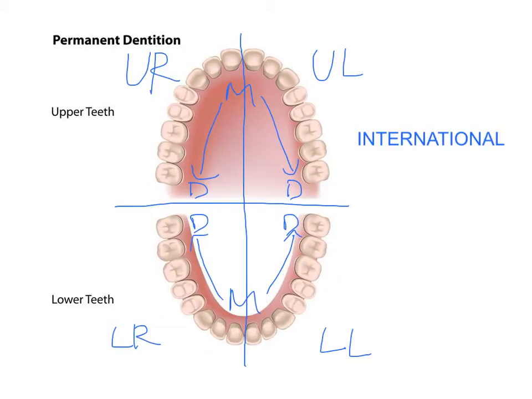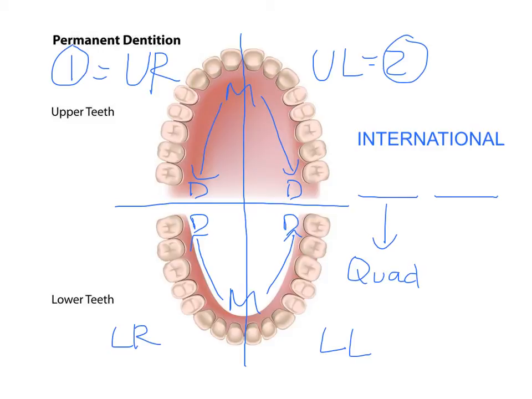Next, we will be reviewing the rules of the International Tooth Numbering System using the same diagram. The International Numbering System utilizes 2 digits. The first digit corresponds to the quadrant number. The upper right quadrant is designated quadrant number 1. The upper left quadrant is designated quadrant number 2. The lower left quadrant is designated quadrant number 3, and the lower right quadrant is designated quadrant number 4.